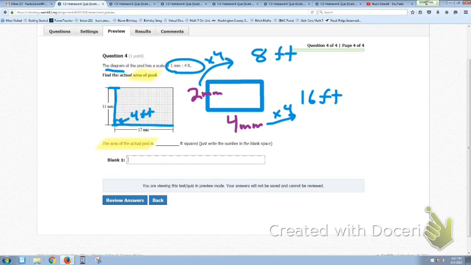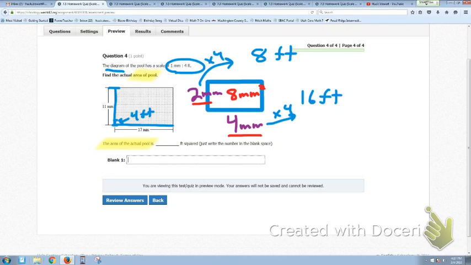And here's the error that a lot of students are going to make here. What students are going to want to do, and this is going to be incorrect, I'm just going to show you this. A student's going to take this and multiply it by this and get 8 and tell me that the area of the model swimming pool is 8 millimeters squared big, which is true, by the way. That is the area of the model swimming pool.